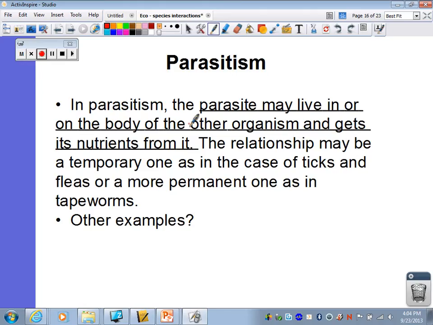Okay, parasitism is the bad one. This is where the parasite can live on or inside of the body of another organism and get nutrients from it. It says it may be a temporary one, as in the case of ticks or fleas, or it may be more permanent, as in the case of tapeworms. And it's asking you for other examples here.